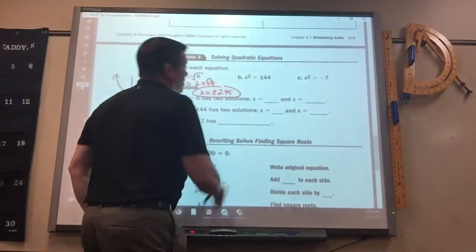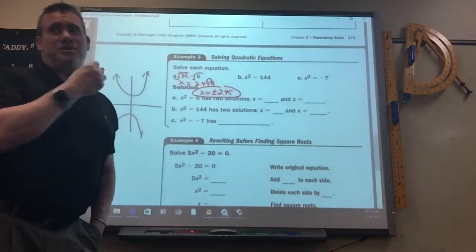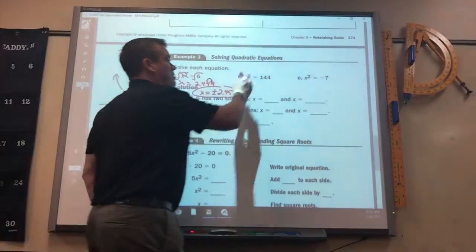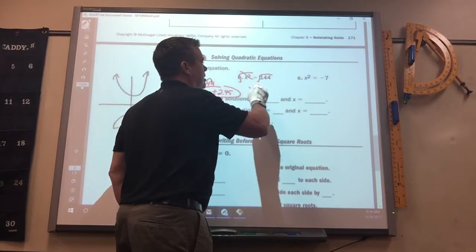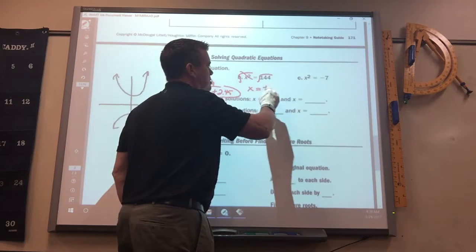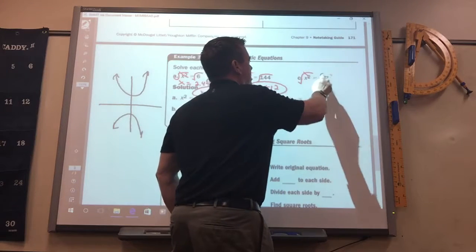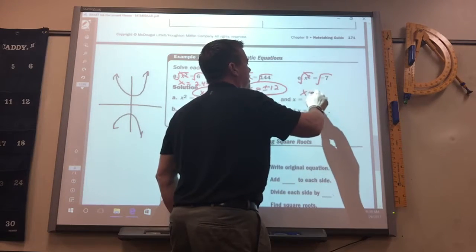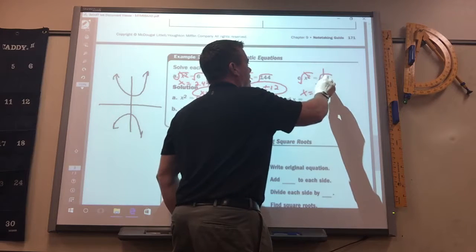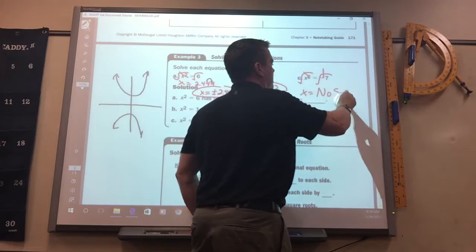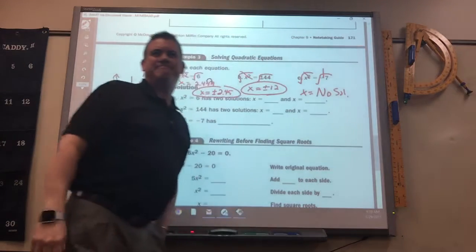So when you solve this, again, these are exactly like yesterday's. All we do is square root it, and you got to remember you get 2 answers, plus or minus 12. Square root it, and what do you get? Nothing. No solution.